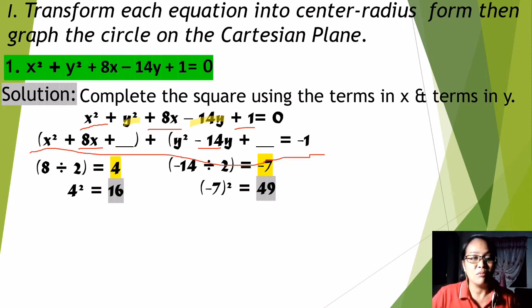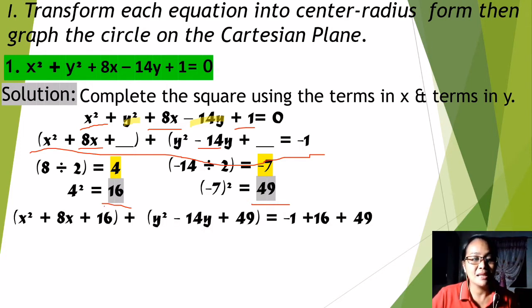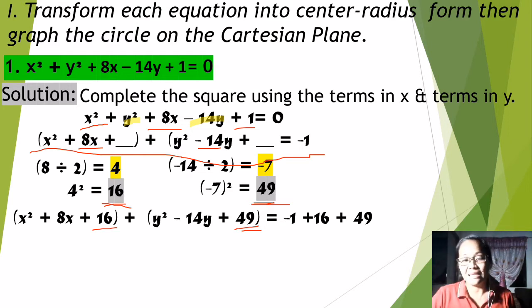Okay? So, yung mga in-squared natin na answer, i-add na natin dito. So, meron na tayong x squared plus 8x plus 16. So, meron na tayong 16 dito. Plus y squared minus 14y plus yung blank dito, which is ito, 49, meron na tayo dito. Is equal to, kung ano man yung in-add natin dito sa left side, yun din ang i-add natin dito sa right side. So, yung plus 16 plus 16. Plus 49 plus 49. Bakit natin yung ginagawa?